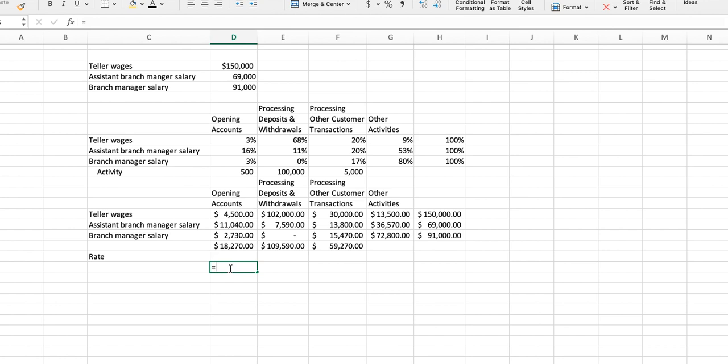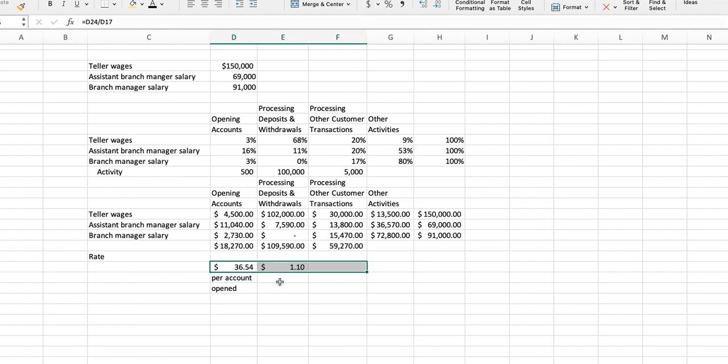There's my totals. And so for my rate, I would take my total opening accounts that I have allocated divided by my number, my driver. And so this would be $36.54 per account opened. And we do the same thing here. Deposits and withdrawals divided by the number of deposits and withdrawals.